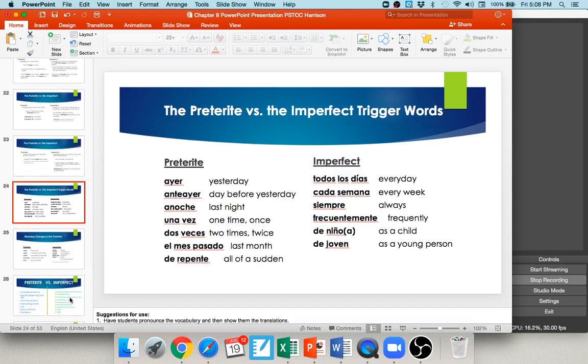All right, I told you that there were some trigger words for the preterite and the imperfect, and you can see those here. Very common preterite trigger words: ayer, yesterday. Anteayer, the day before yesterday. Anoche, last night. Una vez, this one time. Dos veces, twice or two times. Anything with pasado: la semana pasada, last week, el mes pasado, last month, el lunes pasado, last Monday, and my favorite one, de repente, all of a sudden. Those are your preterite triggers.